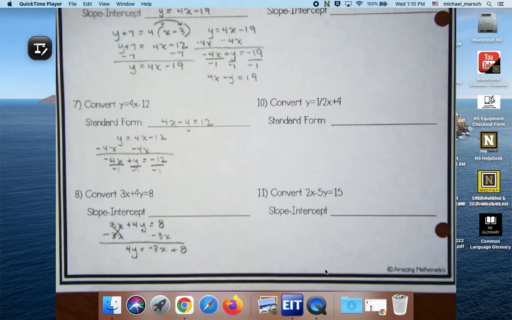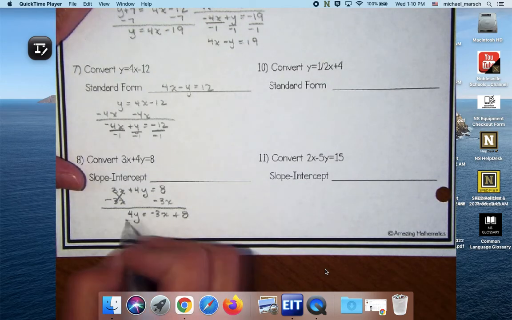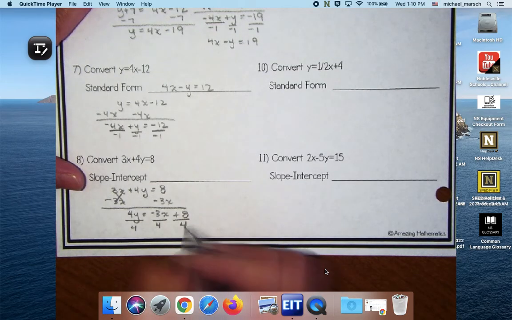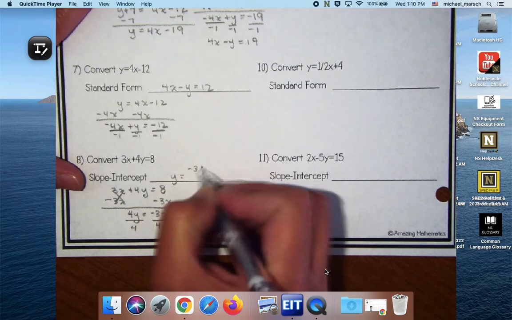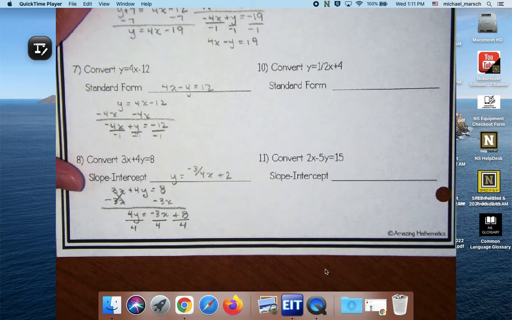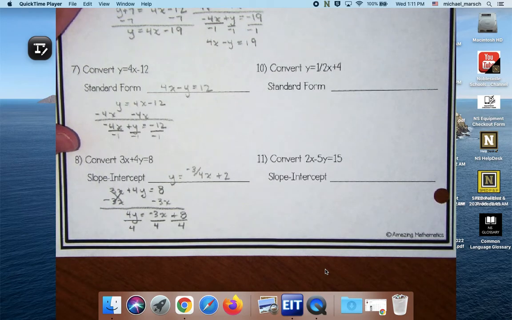What's my last step? Jackson? Divide everything by 4. So I'm going to get y equals negative 3/4 x plus 2. Ta-da! Yeah? Okay. We're not going to do those other ones because it's just redundant. So what you're going to do, turn the paper over. You are going to fill in the missing 4.